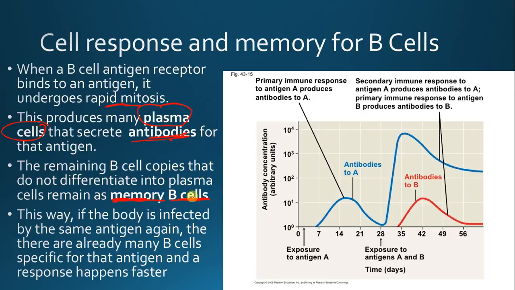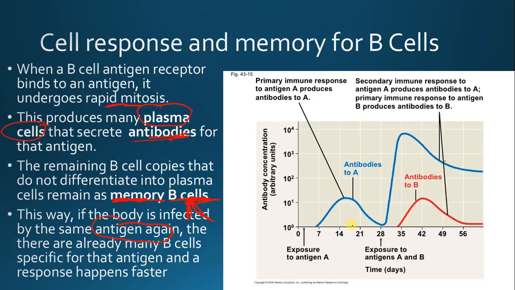Memory B cells hang around and are dormant till later, maybe years later, when your body's infected with the same virus or bacteria, the same antigen. Then there are already memory B cells stored up. They can start making plasma cells and respond much faster. And that's why usually you don't get the same disease twice, because you have these memory cells stored up that tell your body how to produce those antibodies much faster.